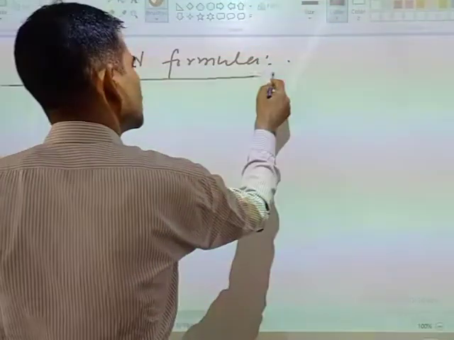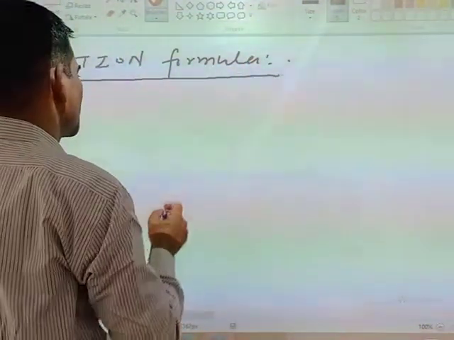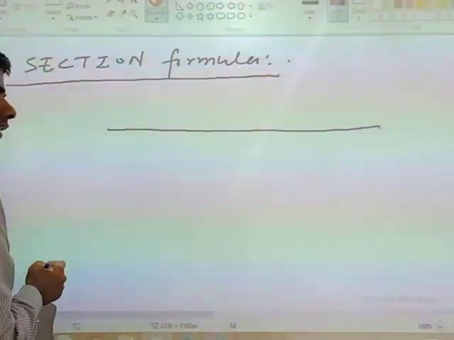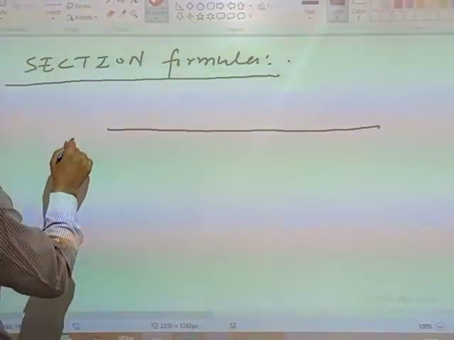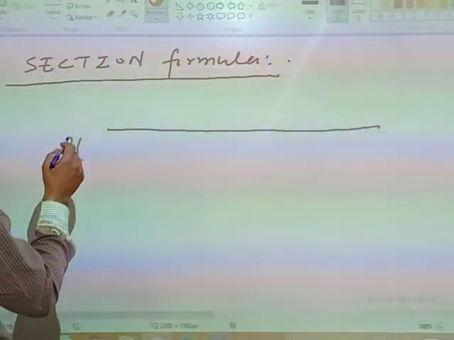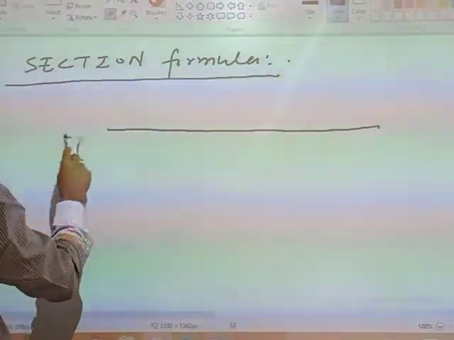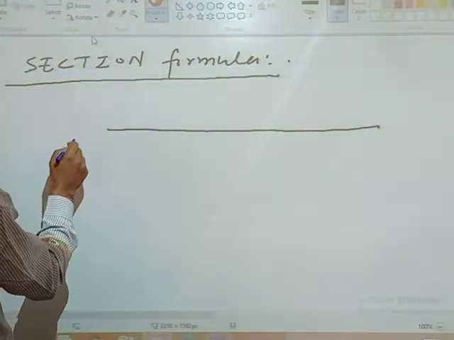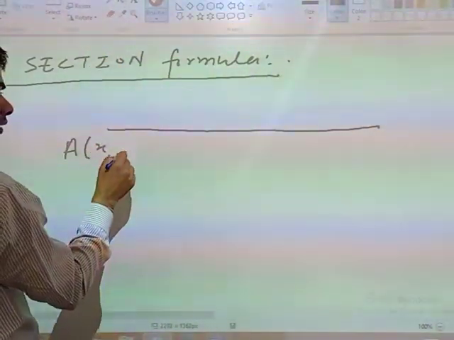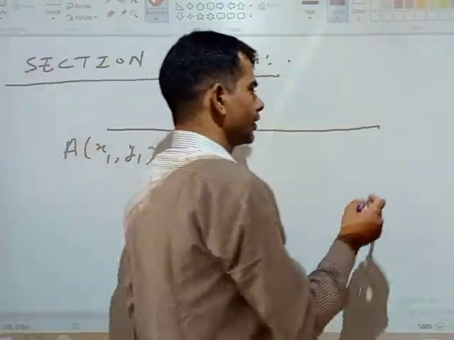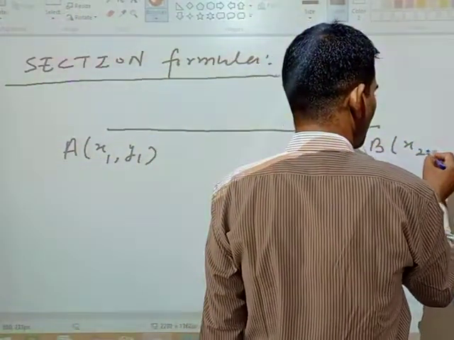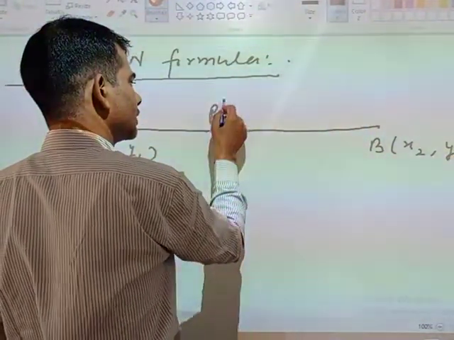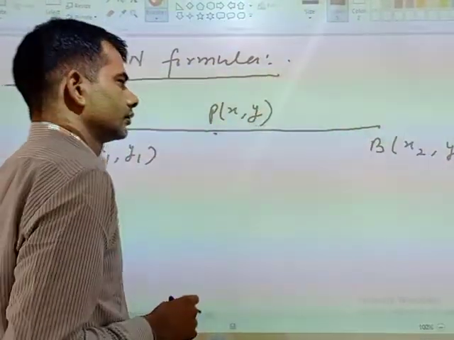You can also learn this formula. Yesterday I derived the section formula. That is your A, x1 y1. This is your B, x2 y2, and it is a point P, x y.